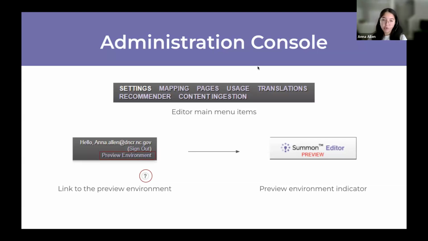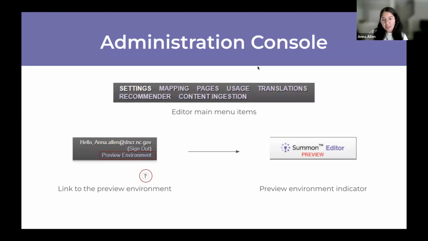And then on the right-hand corner at the very top, where you log in, it says hello, this is who signed in, signed out. There's a little link that says preview environment. And that is what you click to go to the preview version of the administration console. I have also circled a little question mark that appears below the bar there. If you click on that little question mark, it will take you directly to the Summon product documentation page, and that will be linked later.